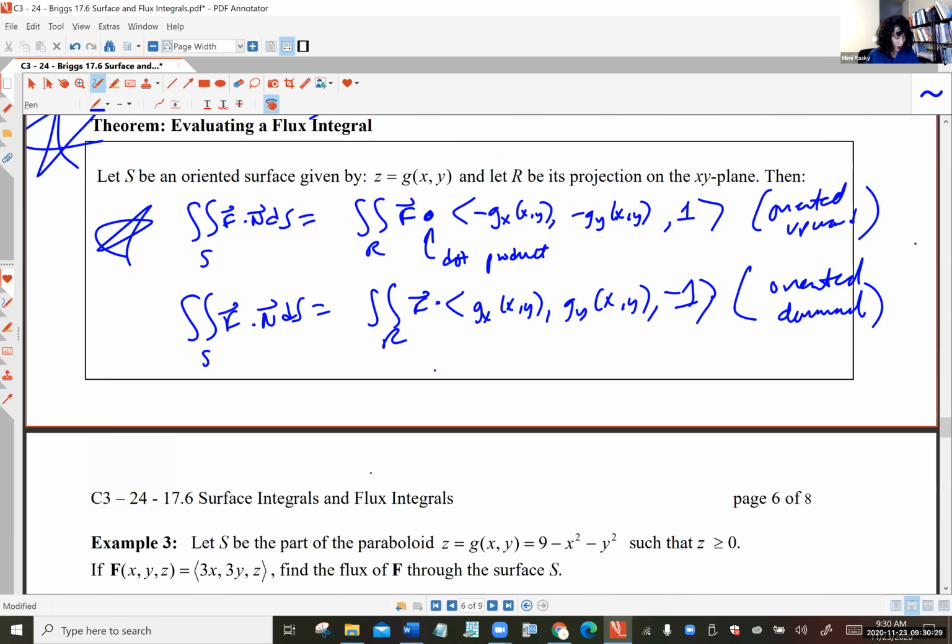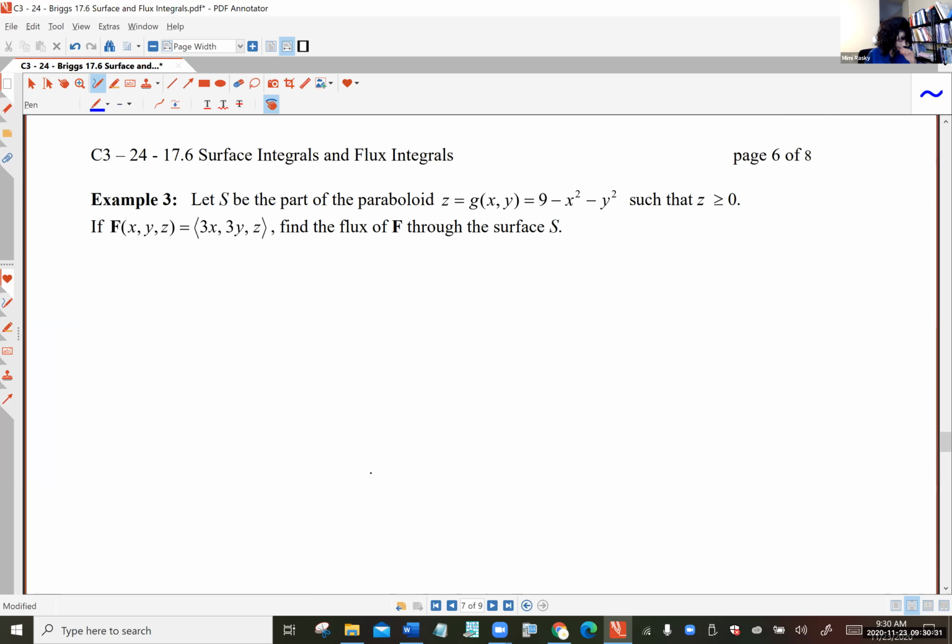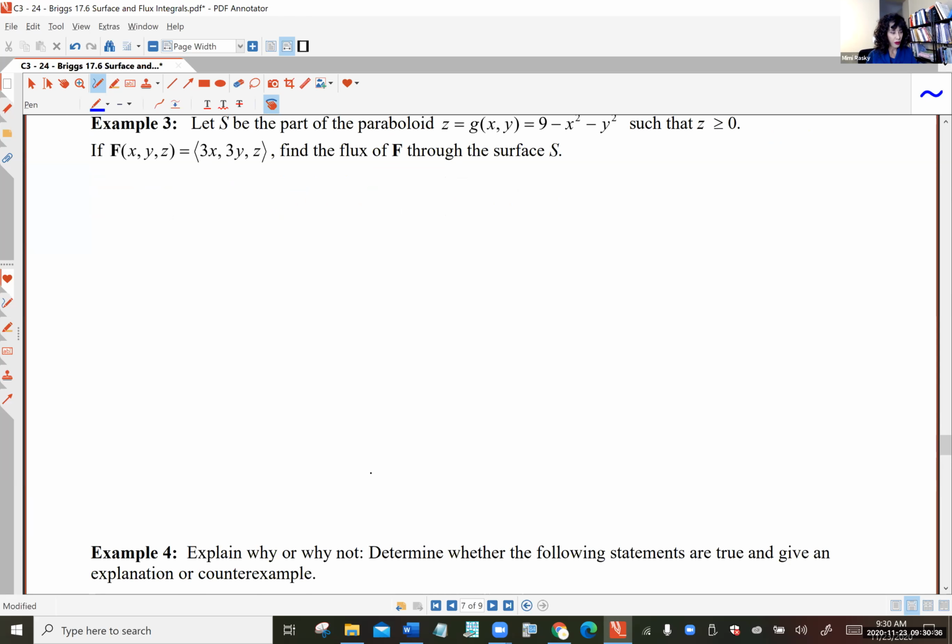So I just have one problem here in my examples for you. And of course, there's more that you can go do. I don't have any more, but you certainly could. And this one's a nice one. You'll see, they're all pretty much similar. You get your force field, you get your gradient for your surface, take the dot product and figure out your region and integrate. That's your flux integral. And you're getting an answer.